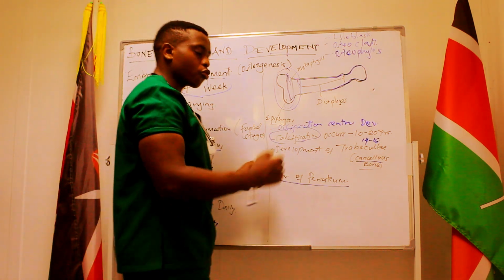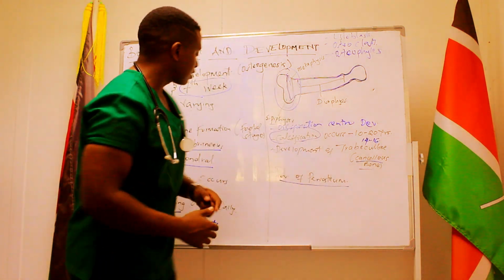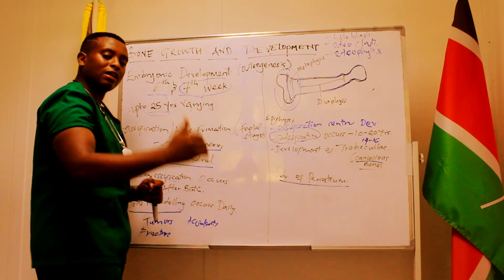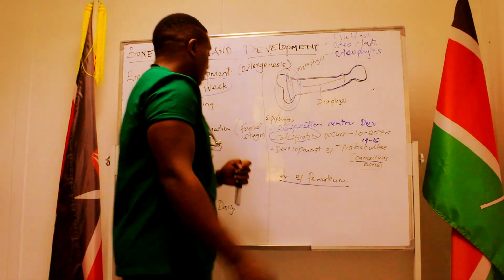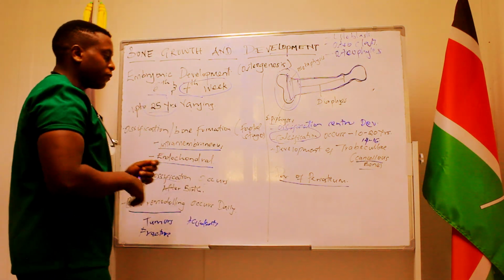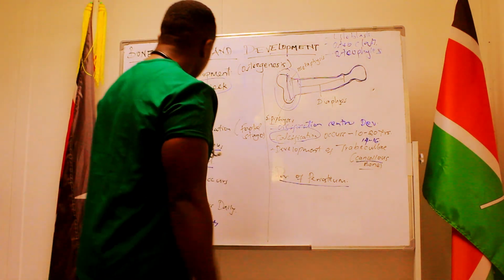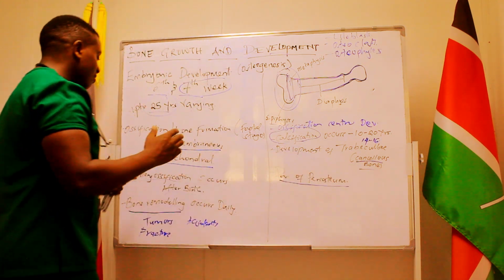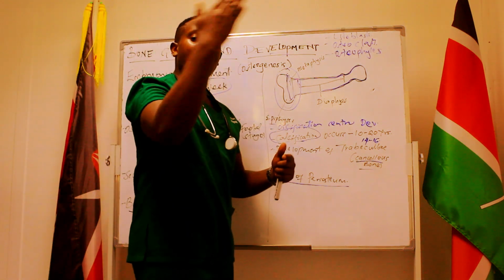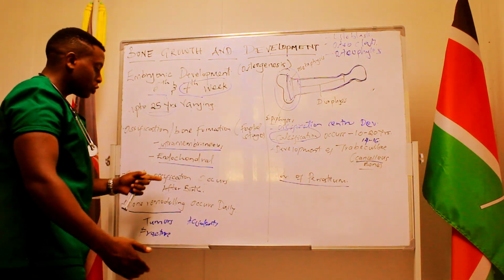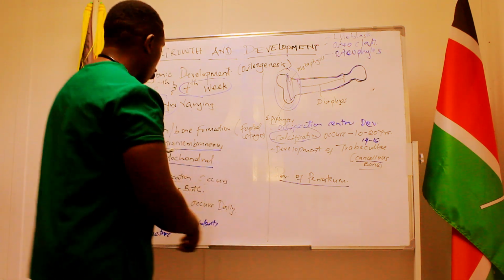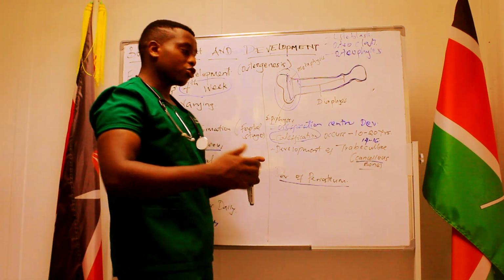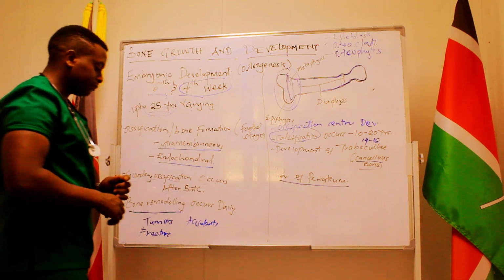So ossification, or bone formation, at the fetal stage has two processes. Now we have the primary ossification and we have the secondary ossification. So the primary ossification is at the fetal stage. This contains the intramembranous and the endochondral ossification. Now the secondary ossification occurs after birth. So the things to do with the skull and all that, they ossify after birth. Now we have the intramembranous ossification, which we will talk about today.